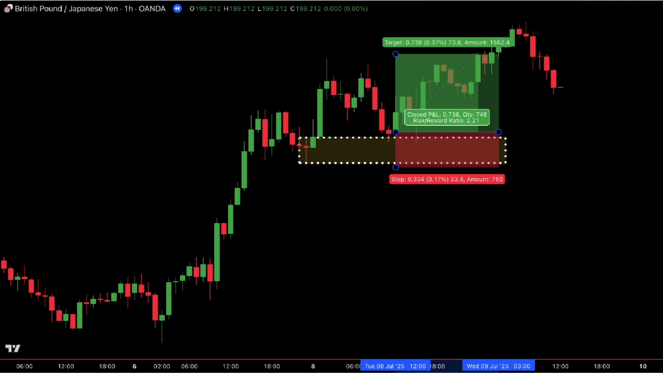As you can see, price reacts strongly from the order block, buyers take control, and the market rallies higher, eventually reaching our profit target and delivering an excellent reward to risk ratio. And that's it for this complete guide to ICT concepts.